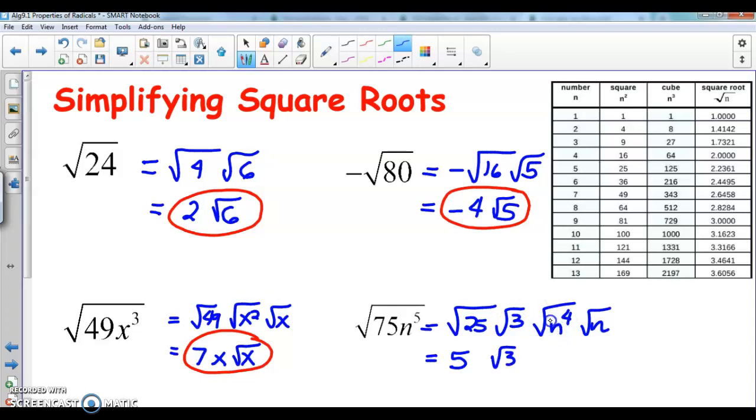Square root of n to the fourth. So remember the index is 2. So you go 4 divided by 2 is 2. So the square root of n to the fourth is n squared. And the radical n is not a perfect square either. So let's just do a little bit of regrouping. This will go side by side, 5n squared. Now since these two are not perfect squares, you can put them back together inside the radical sign. So the final answer is 5n squared times square root of 3n. So that's how we use the product rule for simplifying square roots.